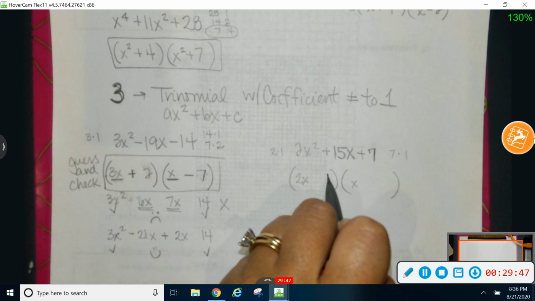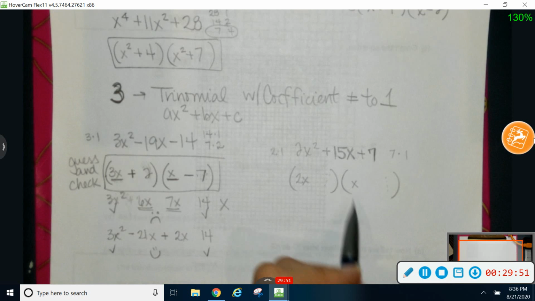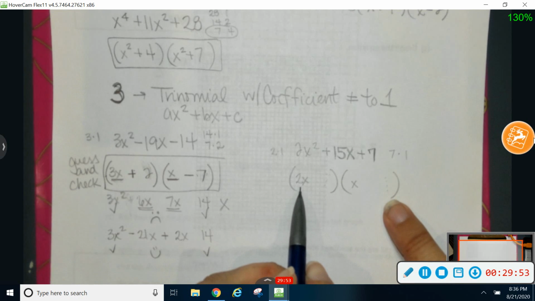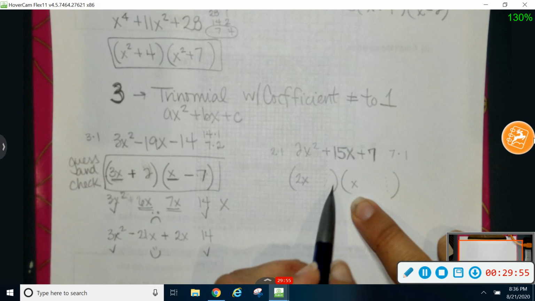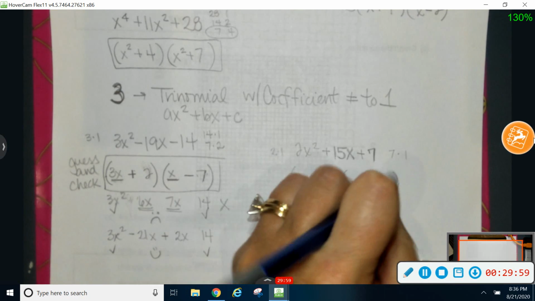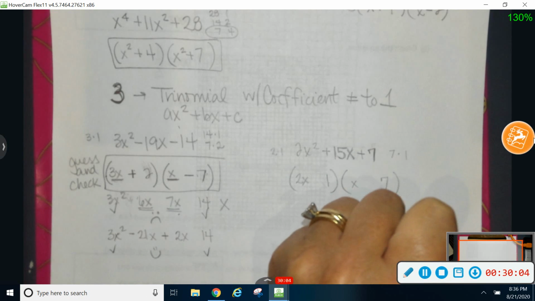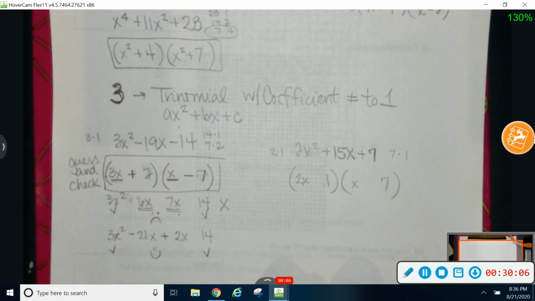So I could put the 7 here and the 1 here. I'm just trying to begin with. It looks like I have a 2 on the outside, a 7 on the inside. Will that take us back to 15? Nope. So that tells me I might need to switch. Maybe I'll put the 1 on the inside and the 7 on the outside.